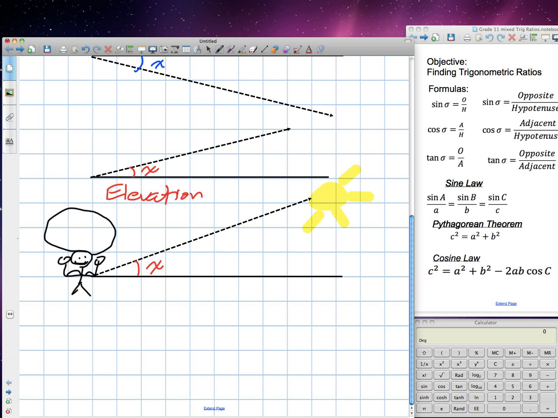To the basement. So he can be at the exact same point and have two completely different angles depending on what we're talking about. The blue is the depression, and the red one is the elevation. Make sure you understand the difference between those two. You can be at the same point. They're always drawn off of a horizontal line.